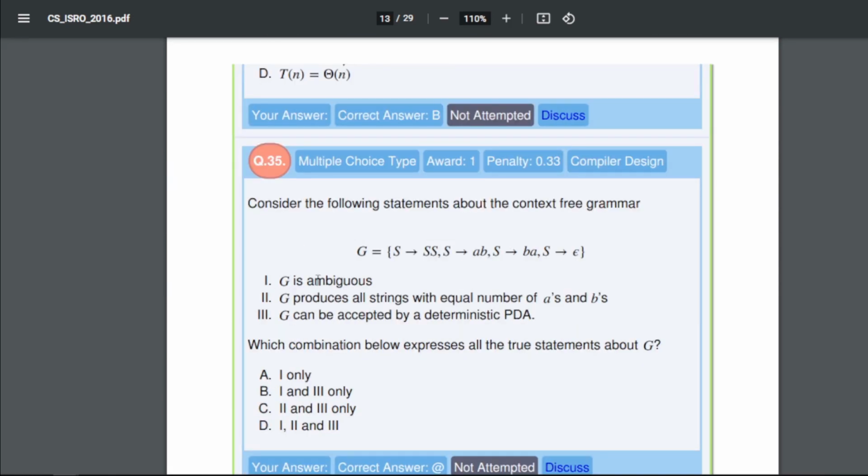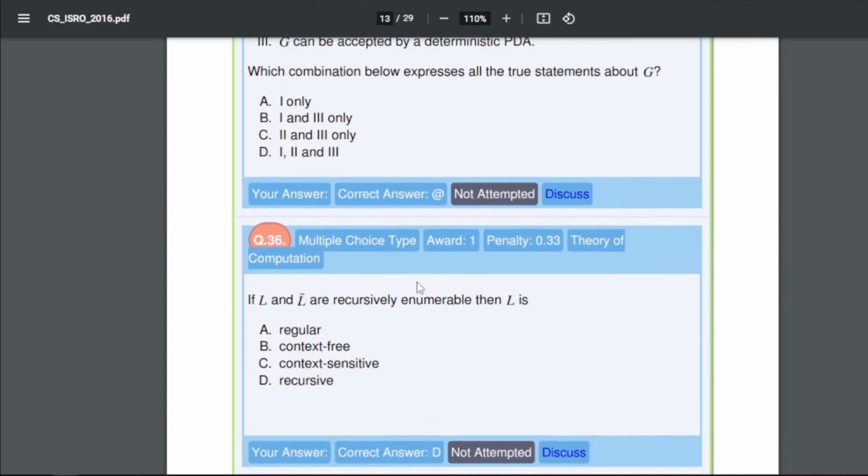Now question number 35: consider the following statements about the context free grammar. Okay, so this is the grammar. Now which combination below expresses all the true statements about G? So for this particular question our answer will be A, only 1, that is G is ambiguous. Why ambiguous? You can see that S is producing SS, right? Then S is also producing AB, S is also producing BA, and S is also producing epsilon. So from S you can get S any number of times. So this way it is ambiguous.